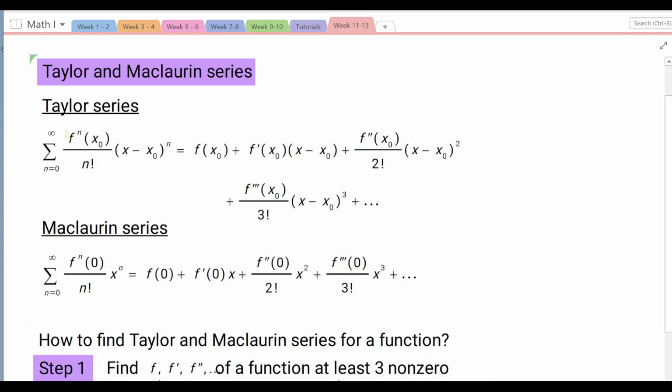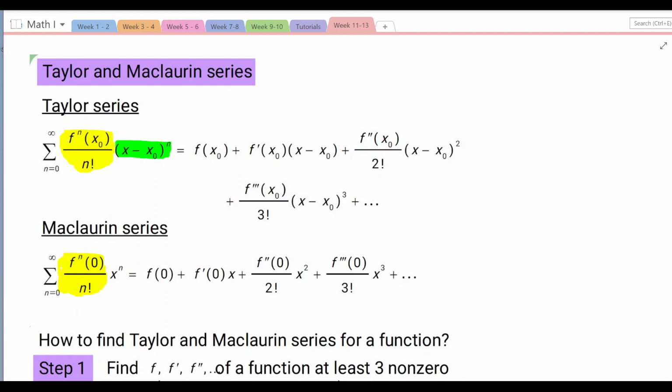I would describe this part here, up to the n factorial, as the coefficient of the x, or of whatever the x minus the center is, to the power of n. And the same thing in the Maclaurin series, I would describe this as a coefficient, and we will need to find the coefficient later on, just like in the previous example.